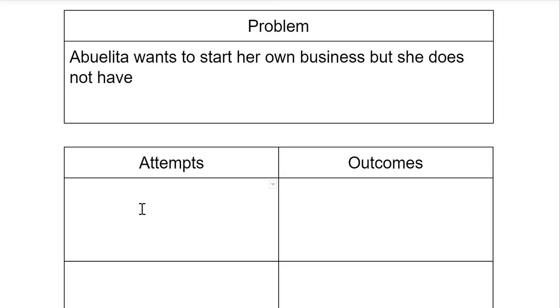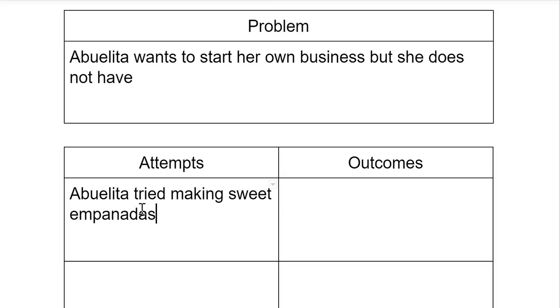The first attempt she makes is Abuelita tried making sweet empanadas. Now, the outcome of her trying to make these sweet empanadas was a businessman eats them, and what does that businessman do after he eats them?